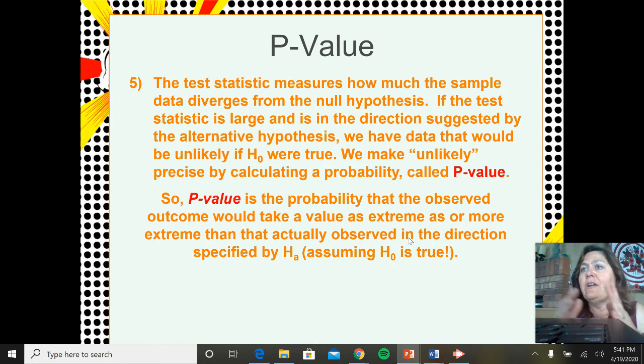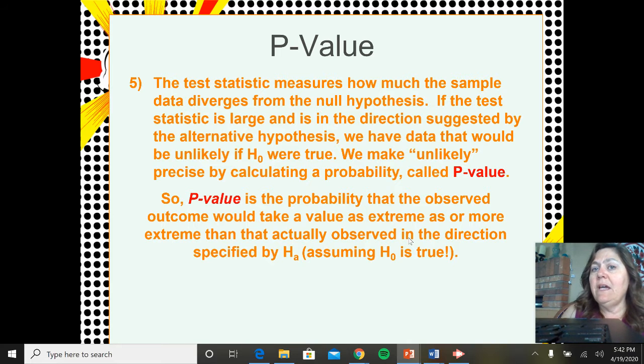That's observed in the direction specified by the HA. So if the HA says greater than or less than, we're going in that direction. Assuming the H0 is true, there's the chance I could get this or bigger, or this or less if I'm going to the left. This is my chance.